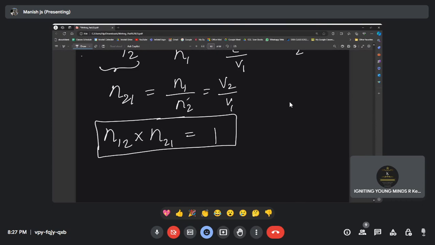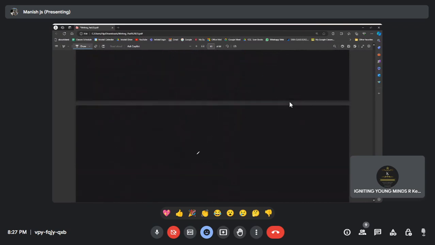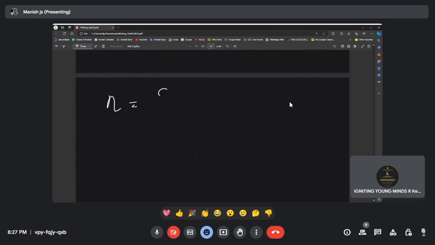All right. So we have looked at different relationships for relative refractive index. Now when I say absolute refractive index, it is just N is equal to C upon V. You compare the speed of light in air or vacuum with the speed of light in a particular medium. You call that the absolute refractive index. So this is the absolute refractive index relationship.